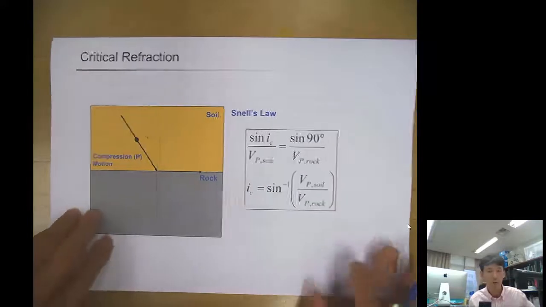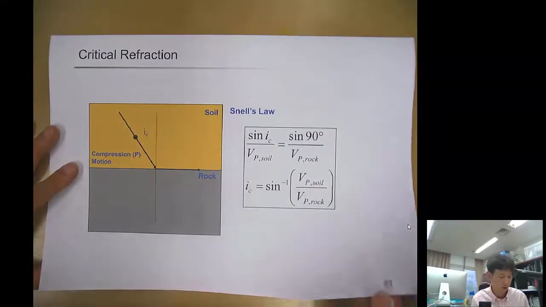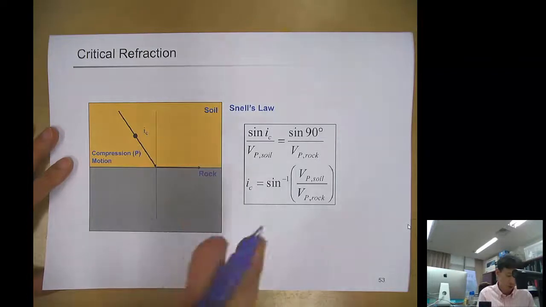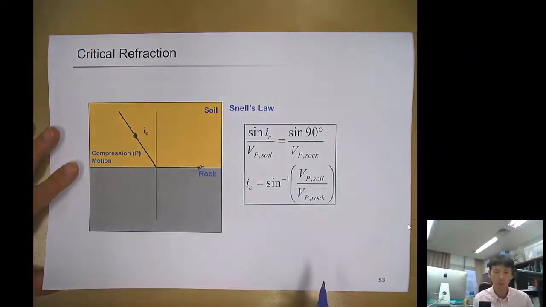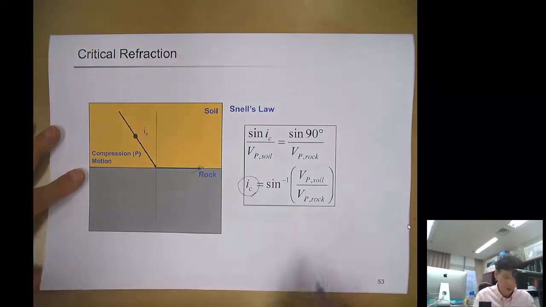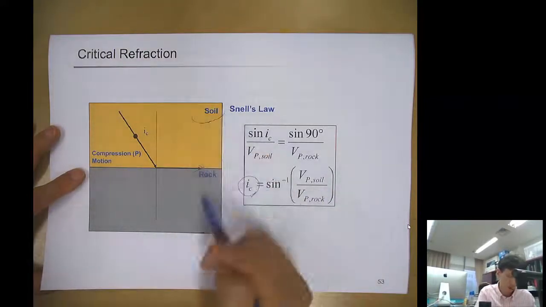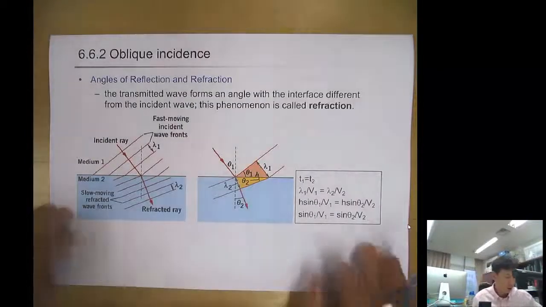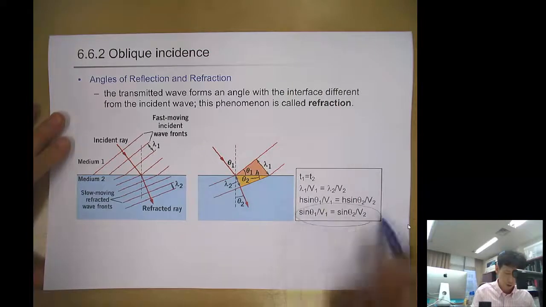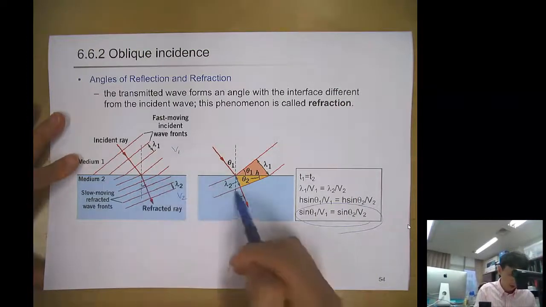And Snell's law, I think we've learned it, if you refresh your memory, from elementary physics in your freshman year. For the compression mode, when the angle is just right, then it just goes through the boundary, not transmitting or not reflecting. And this critical incident angle IC is defined as the arc sine of VP soil over VP rock. So this is the soil and this is the rock. The angle of reflection and refraction depends on the velocity, right? So here, using Snell's law, depending on the velocity of the medium, V1 and V2, this angle of reflection is defined.